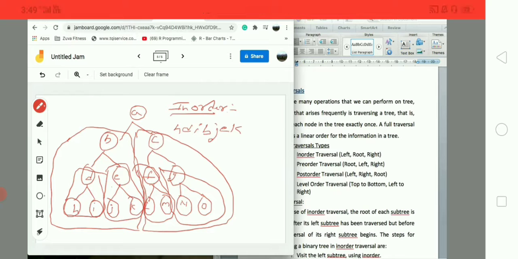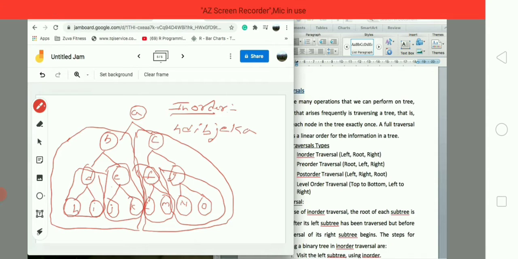Now we have to check the right side. We already gave the left side. As per our definition, left, root, right, we finished the entire left side. Now we have to visit the root node. What's the root node of this entire left? A. Now we have to check the right side.